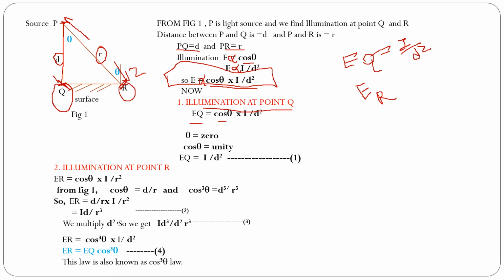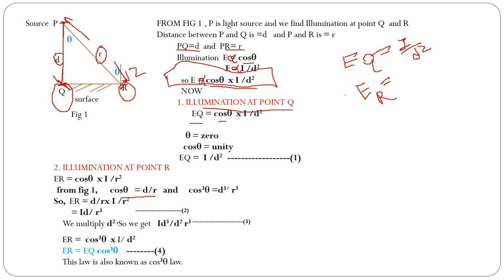Now at point R. ER is equal to cos theta into I by r square. Why r square? Because the distance between P and R is small r. So I consider I by r square. Here cos theta is equal to what? Cos theta is equal to d by r. Now I take a cube. So cos cube theta is equal to d cube by r cube.